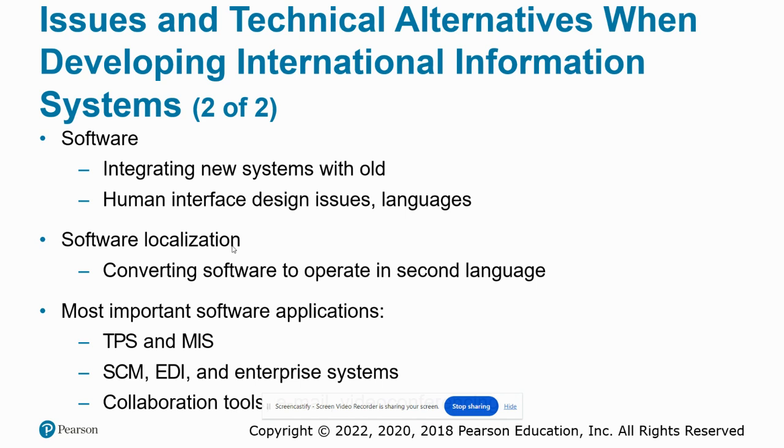And here we continue the discussion of technology challenges in building global systems. Why do you think MIS and TPS are typically the most important applications?